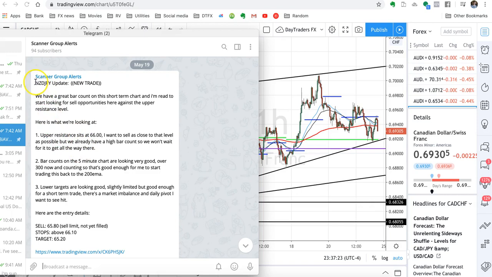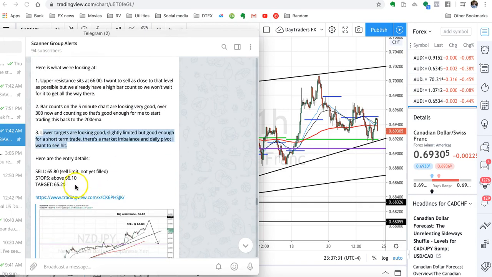So on Tuesday, we said, "Here's a New Zealand yen. Here's a new trade. Here's all the things I like about it. The resistance levels we're trading against. The bar counts are looking good. We have some awesome targets to trade towards. And here's what I'm looking for. I want to get in for a sell. Here's my specific entry," right?